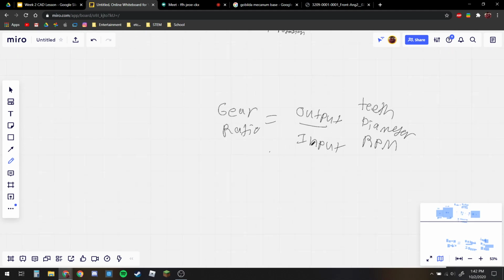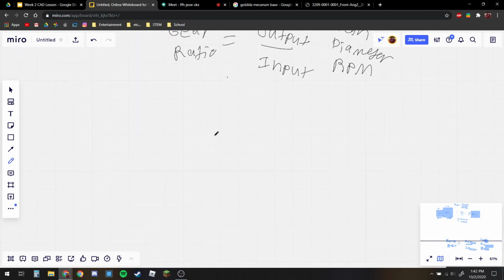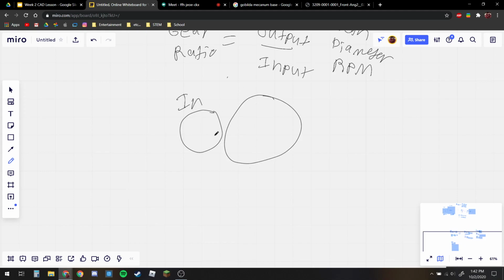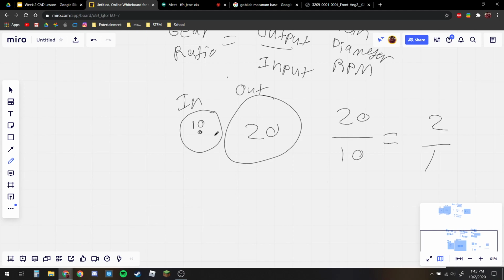Let me just draw that actually. So let's say, for example, this is your input and this big one is your output. The input is also known as the driver. All this means is that your motor is attached to this one. So let's say this has 10 teeth and this one has 20 teeth. My gear ratio is the output, 20, over the input, and this simplifies into 2 over 1. So my gear ratio would be 2 to 1.